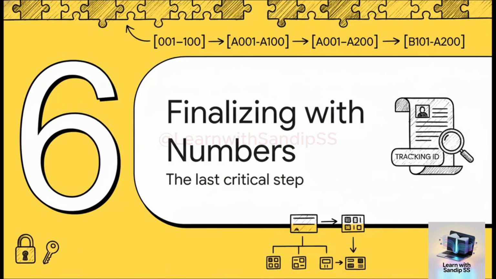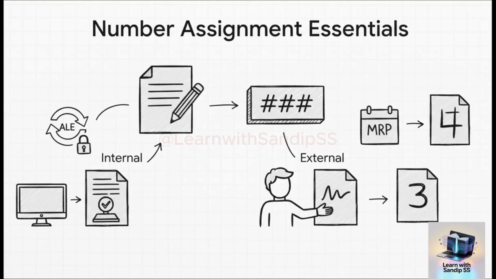Okay, we are on the home stretch. The last piece of the puzzle is finalizing everything with number ranges. This is an absolutely critical step. It's what makes sure every single document has a unique ID and can be tracked properly from start to finish. So here's the bottom line. Every single document type you create must be assigned to at least one number range. No exceptions. You get to decide if the numbering is internal, where the system just assigns the next number automatically, or external, where the user has to type it in.